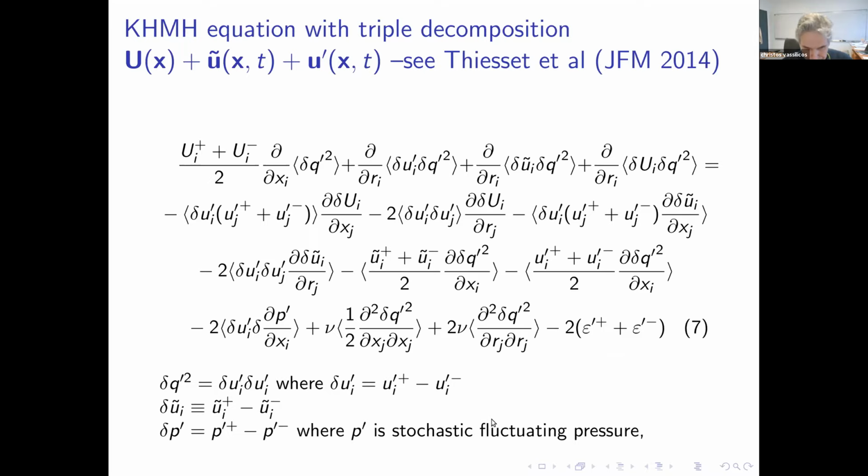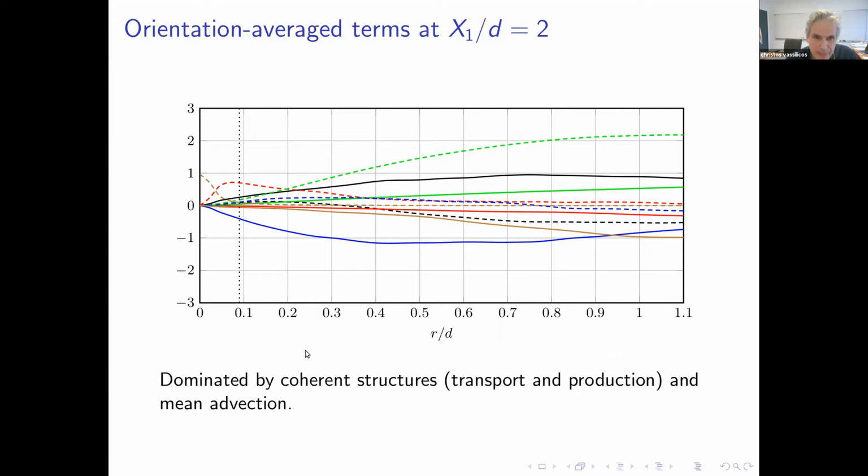So delta Q prime is the energy only in the stochastic part of the flow. And here is what we get. And I realize I forgot to explain what the lines are. I hope I remember. This line here is the term which expresses transport of fluctuating stochastic energy by coherent motions. It's very important. It's actually clearly an important term. This term here is production of incoherent turbulence by coherent motions.